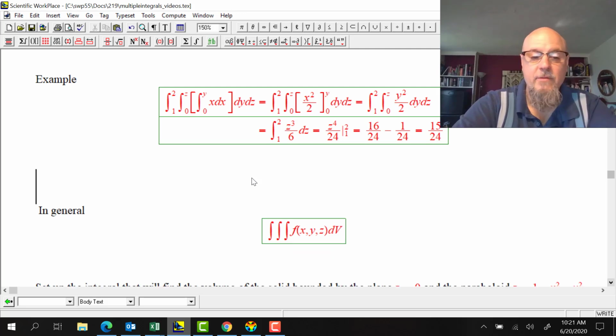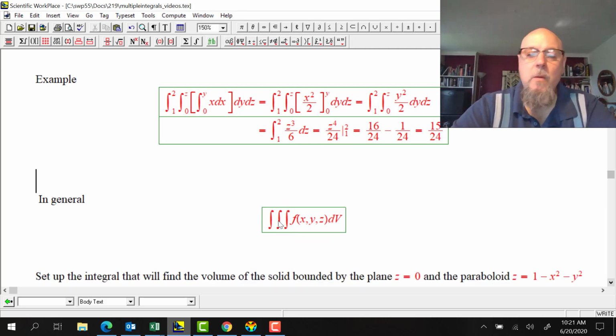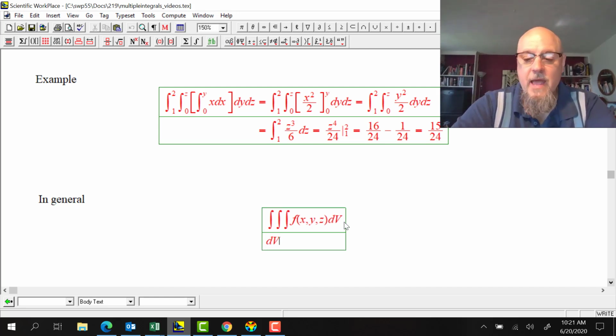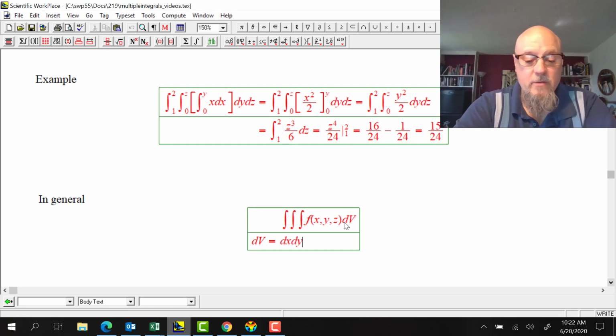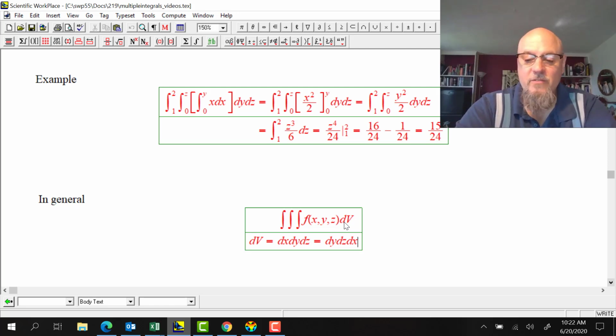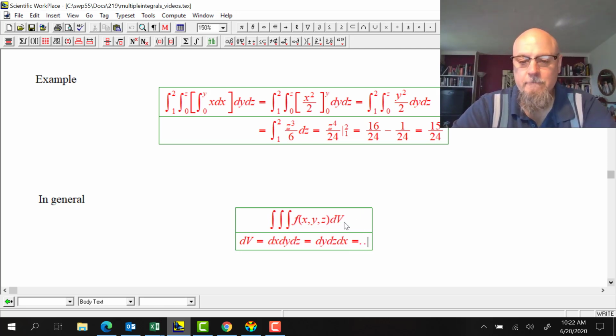An example where we're going to have to think about things. But in general, in triple integration, we're integrating a function, this time it's a function of x and y and z, over a volume. So that dV can be written as dx, dy, dz, or any combination of that. So dy, dz, dx. I guess there's going to be 6 different versions of this. I don't need to write them all down, but you just pick one order of dx, dy, dz.